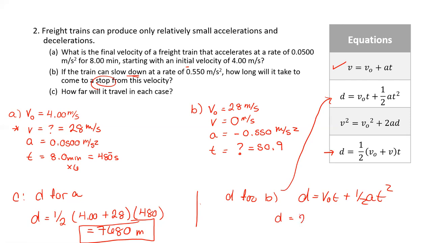So initial velocity was 28 meters per second times 50.9 plus half negative 0.55 times 50.9. Even then I'm short on space. Just plugging all of that into your calculator, and that's going to be squared at the end. Now, putting all of that into your calculator, you should get a distance that is equal to 713 meters. Okay, so it takes much longer for it to speed up than it does for it to slow down and come to a stop.